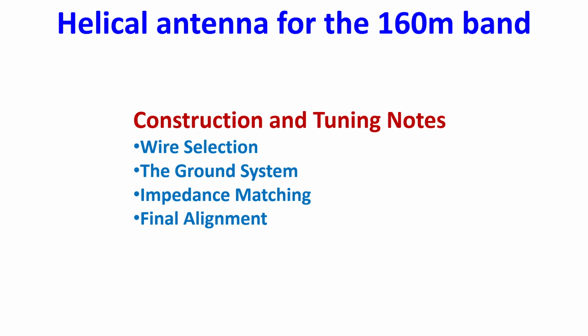Final alignment. The 0.5 lambda rule for wire length is just a theoretical starting point. Stray capacitance from the PVC former, the wire insulation, and nearby objects will shift the resonance. It is best to wind about 5 to 10% more wire than the math dictates. Use an antenna analyzer or VNA at the base, measure the actual resonant frequency, and slowly prune the wire or adjust the compression of the top turns to dial it precisely into 1.85 MHz.